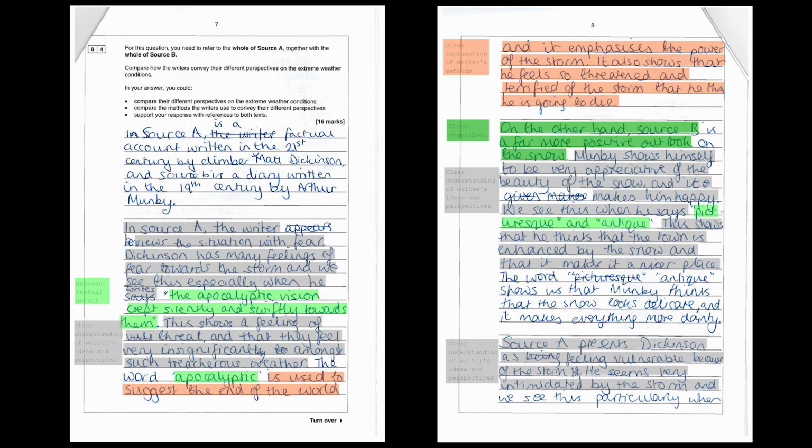We end here with a clear comparison at the bottom there. On the other hand, source B is a far more positive outlook on the snow. What the student has done here is decided at this point that they've made their point about source A, they can compare it with source B because source B is different in its tone. The student has clearly understood an opinion that the writer has given in the text, backed it up with a quotation, given some analysis of it, and compared it. The 4 key skills you need for a level 3 response which is clear and relevant.